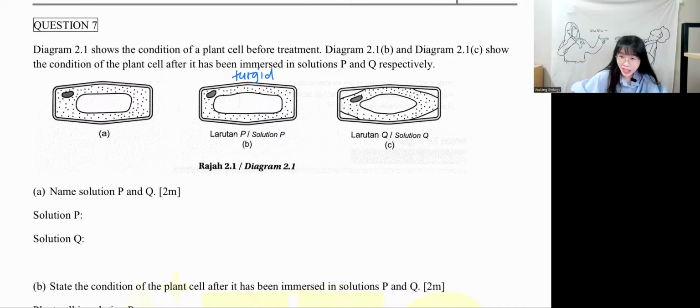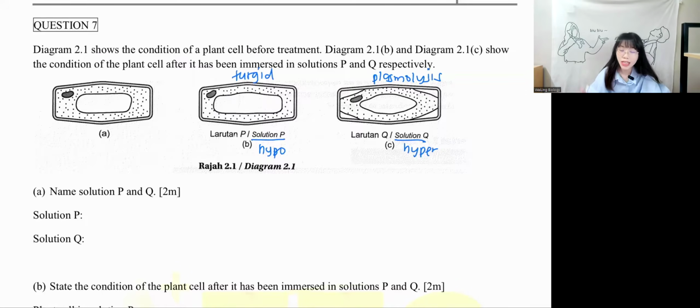So can you guys tell me, is solution P hyper or hypotonic? Solution P is, very good, hypotonic. Then you will know solution Q, right? It's the opposite. Solution Q has to be hypertonic. But what term do we use to describe the plant cell? Correct. It's called plasmolysis.